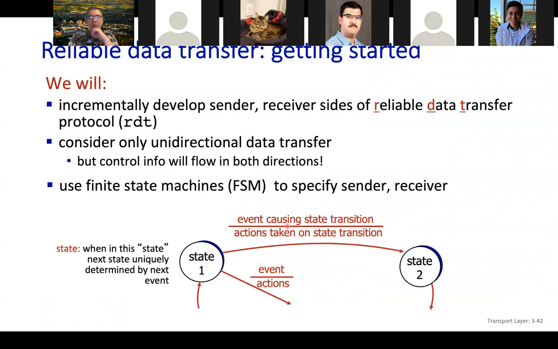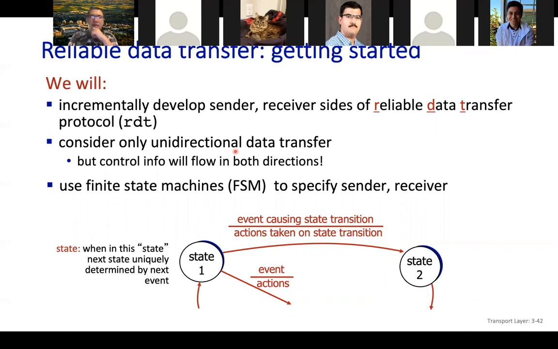Okay, so we will incrementally develop the sender and receiver side of the reliable data transfer protocol, RDT. Consider only unidirectional data transfer, but the control information will flow in both directions. For simplicity, here is our assumption: every time the data only transfers in one direction, but the control flow could go in different directions, okay?